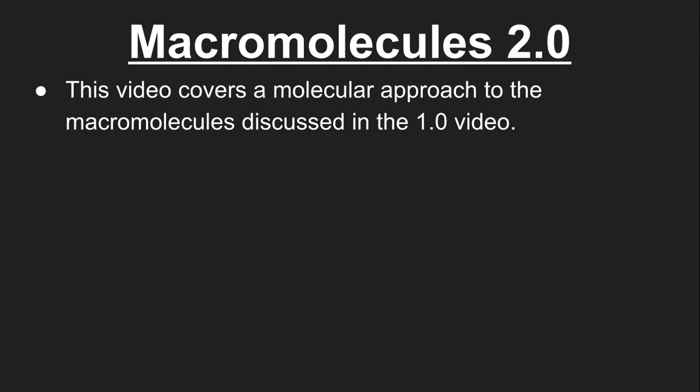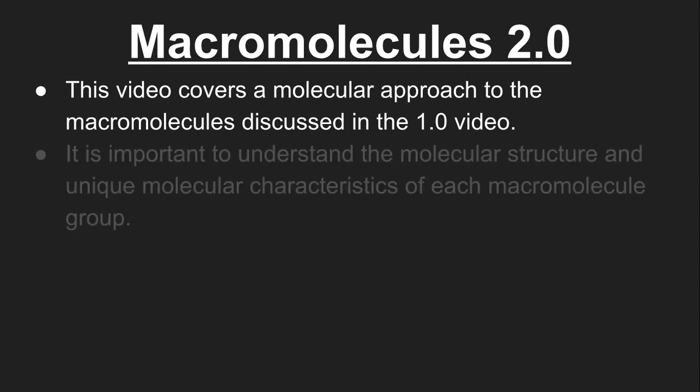So if you're looking for, say, the monomer and the functions for most of the major macromolecule groups, you want the 1.0 video. In this video, we're going to talk more about the molecular structure of the four major macromolecule groups and some clues to look for that'll help you recognize those.